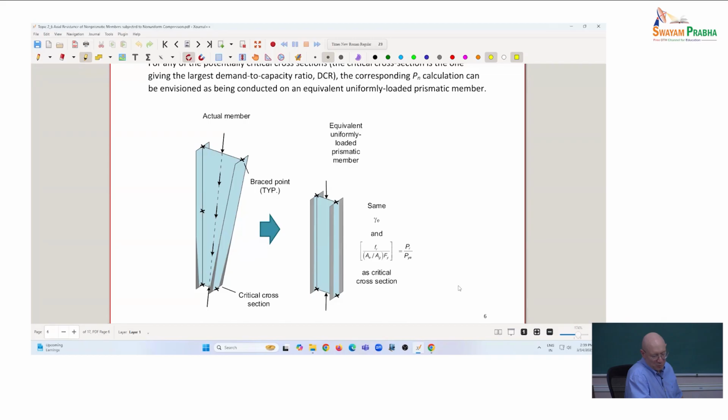Basically, if you've got your ratio of PU over PYE, well, what's PYE? It's AE times FY. If you've got that and you've got gamma E, you've got everything you need to get a PU over phi-PN. And it works quite well in terms of quantifying the resistances.